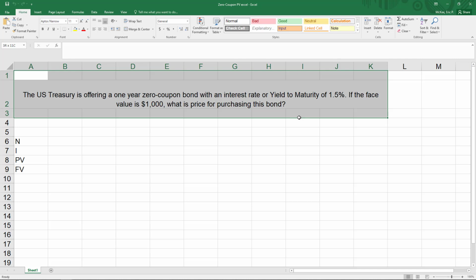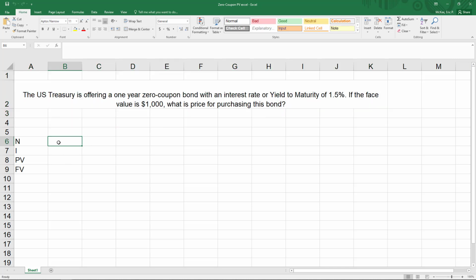This question is asking us to find the price of purchasing a 1-year zero coupon bond. Now, to get started for any time value of money question, it's best to convert that verbal description into our required variables. So our bond has a maturity of 1 year. We're going to have 1 as our number of periods. The interest rate is 1.5%. I'm going to put in 0.015.